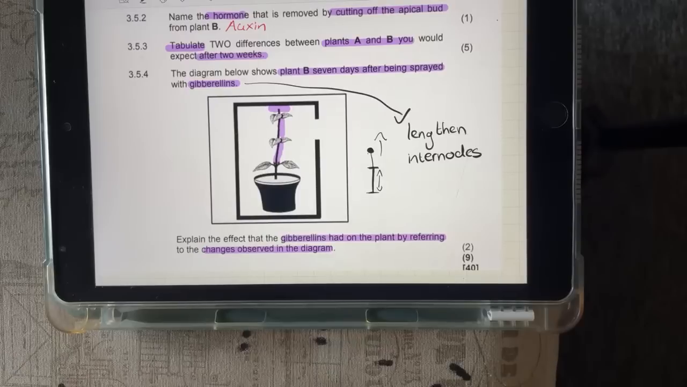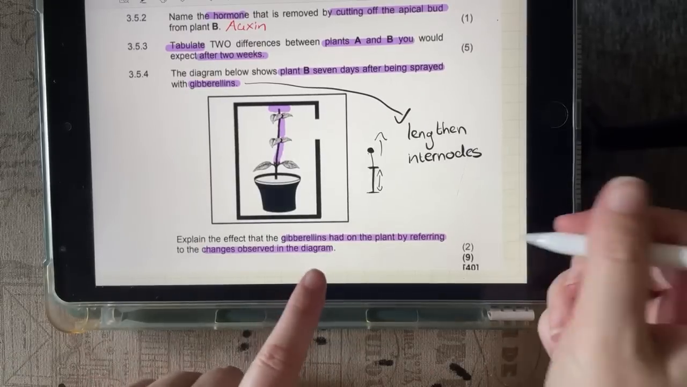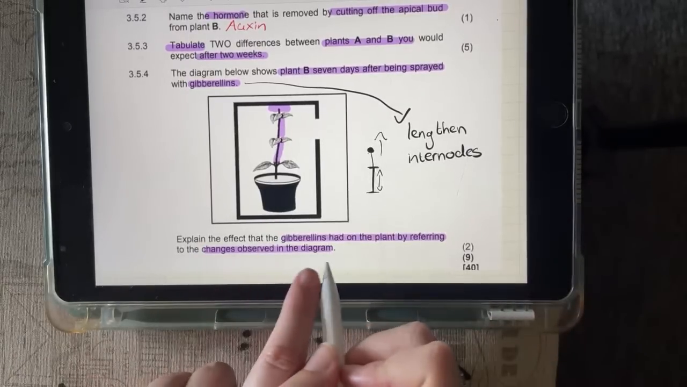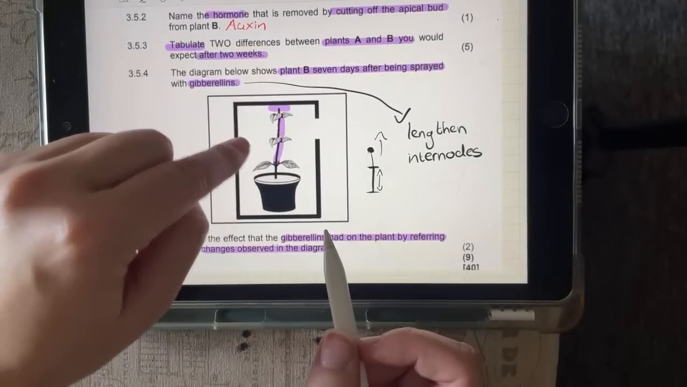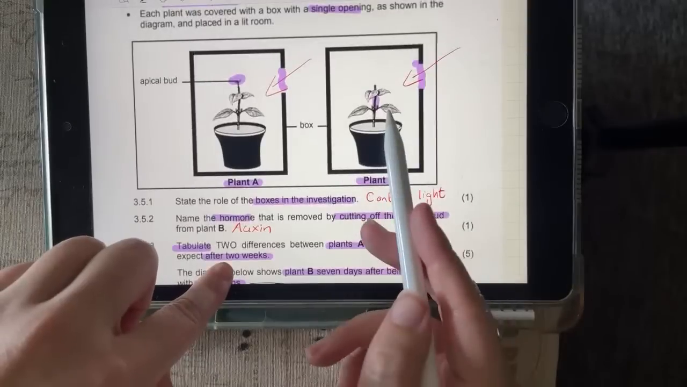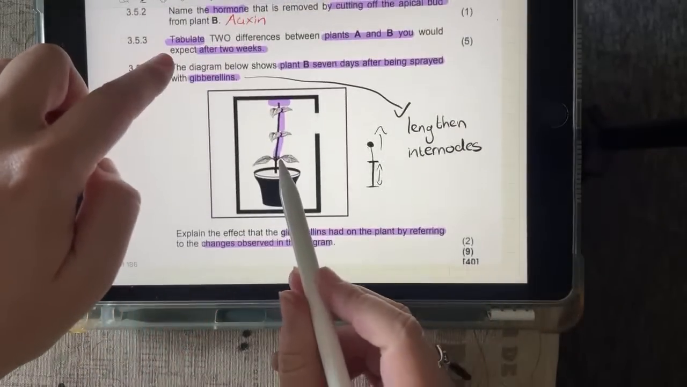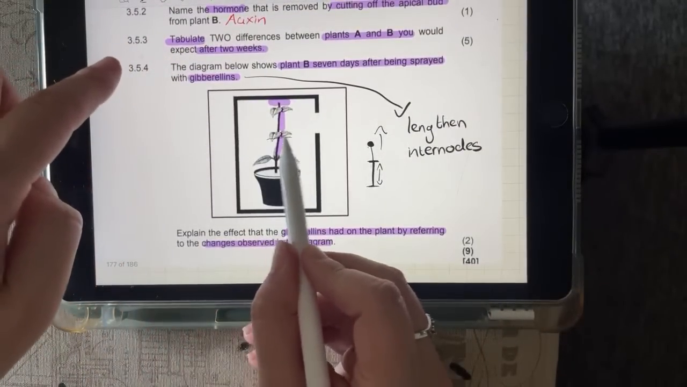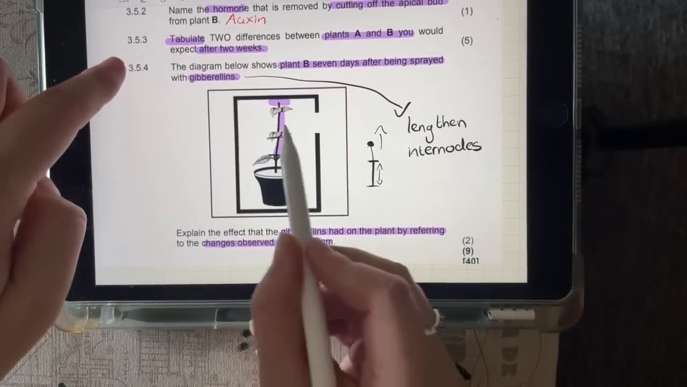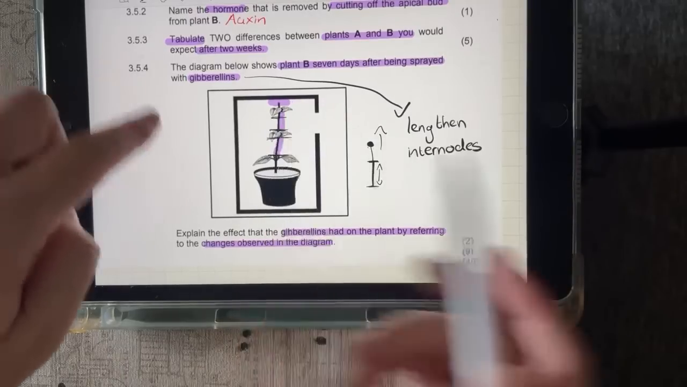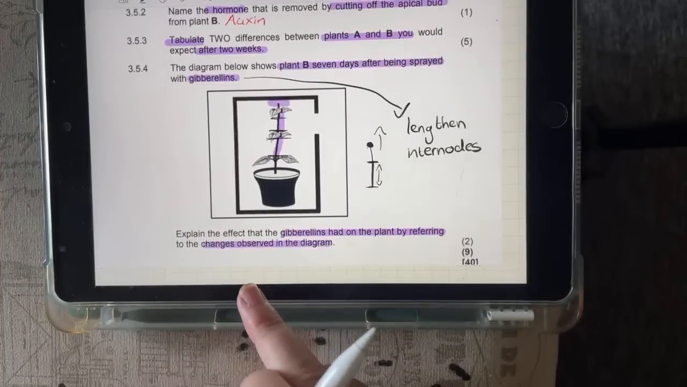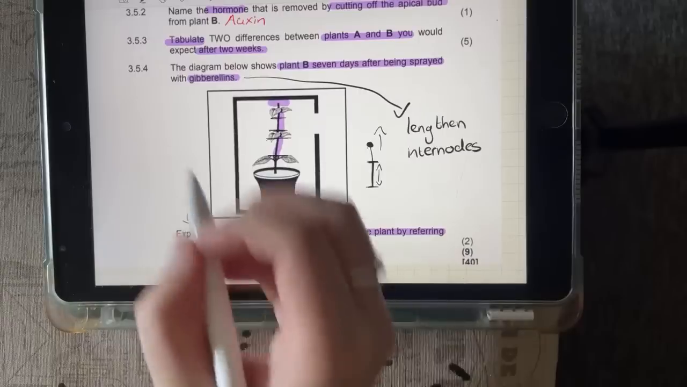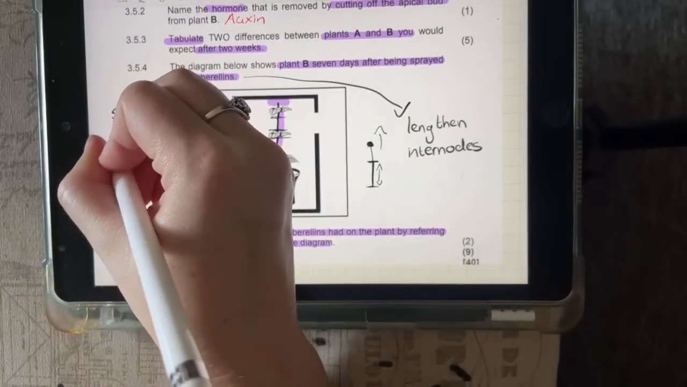Okay, so that's all you actually have to say here for 2 marks: by referring to the changes observed in the diagram, which basically means you must look at the picture and confirm what is the difference here and what is the difference here, and it is this difference here, this space in between. It is an explain question, so remember, because it's an explain question, you have to give a statement and a reason.